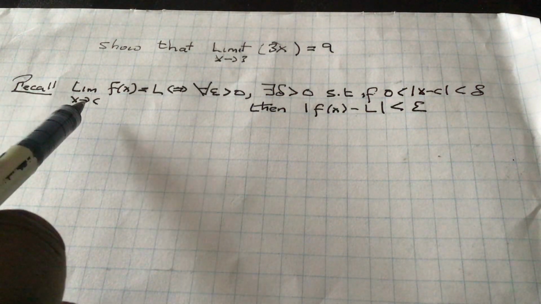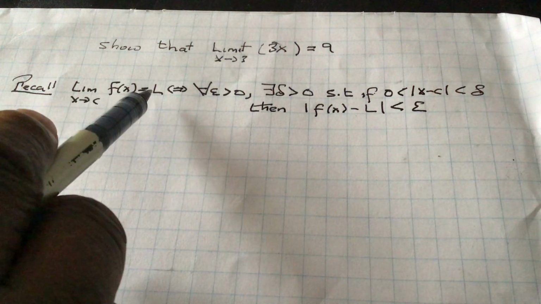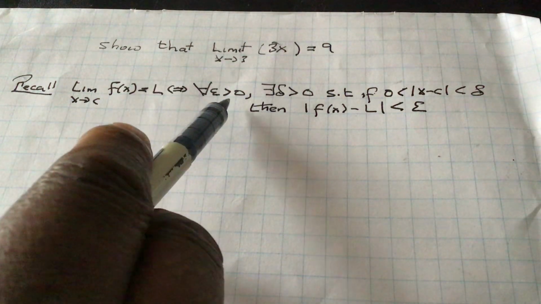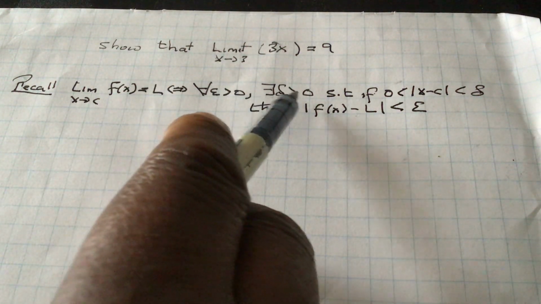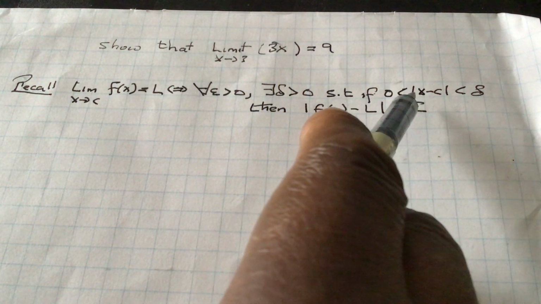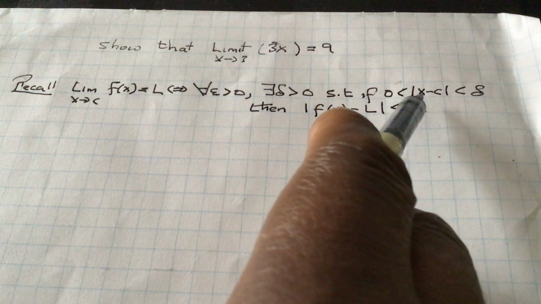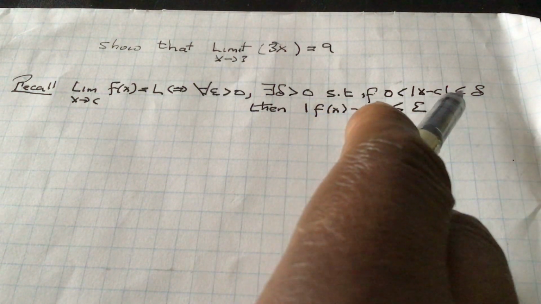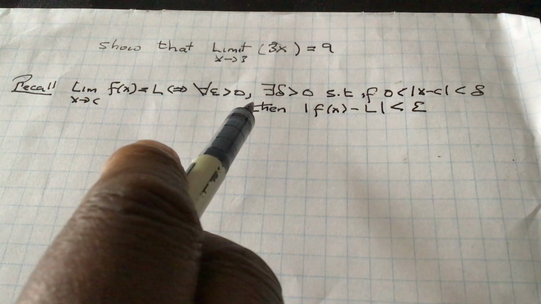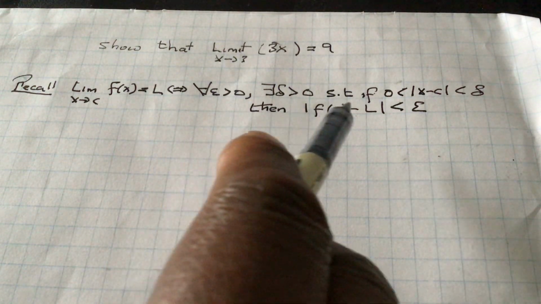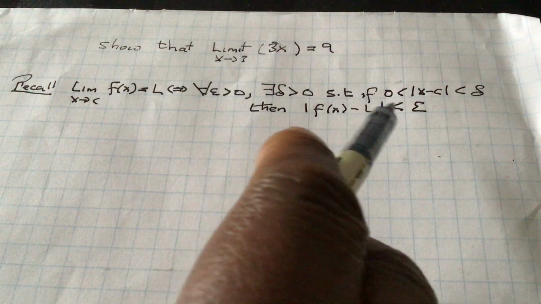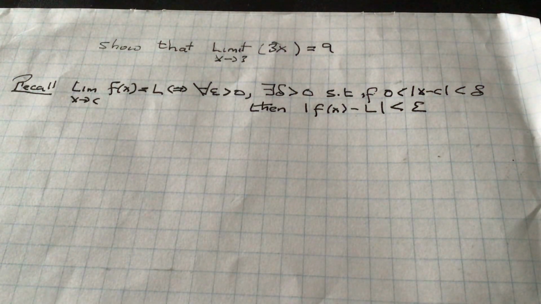The limit as x approaches c of f of x equals L implies that for all epsilon greater than 0, there exists a delta such that if the absolute distance between x and c is less than delta and greater than 0, then the absolute distance between the function and the limit is less than epsilon.